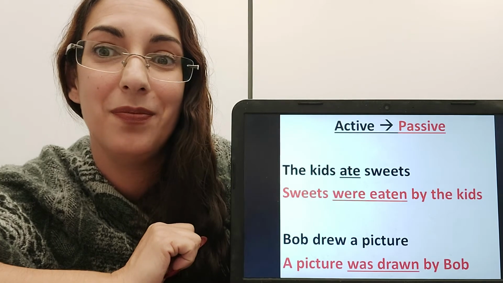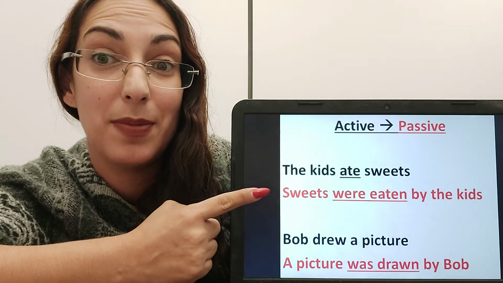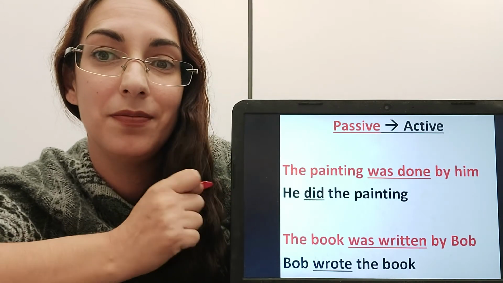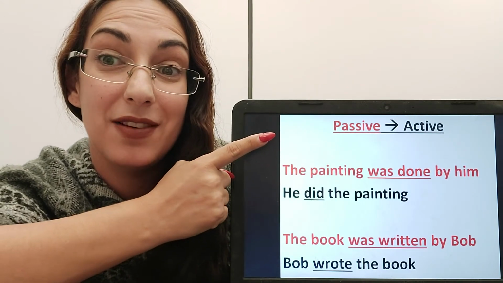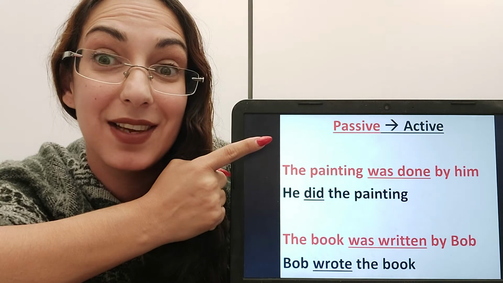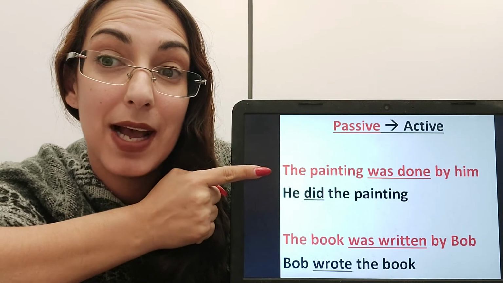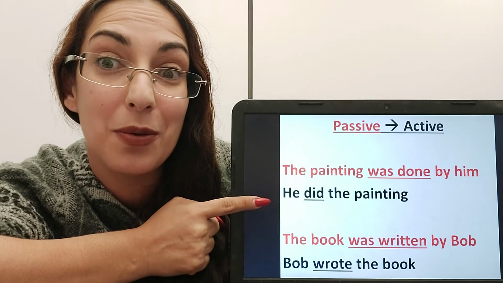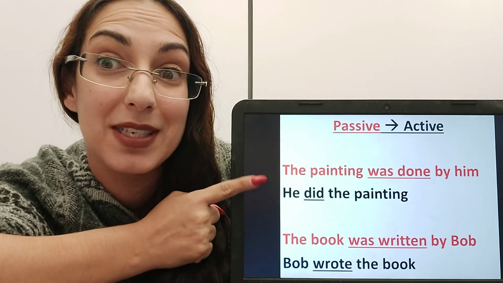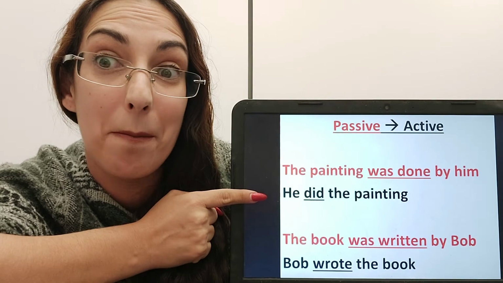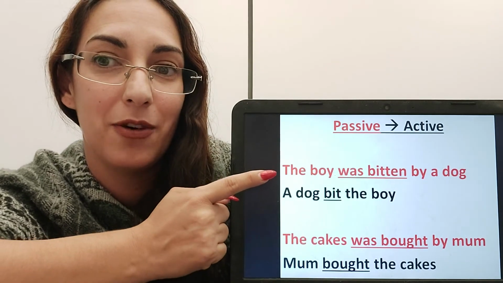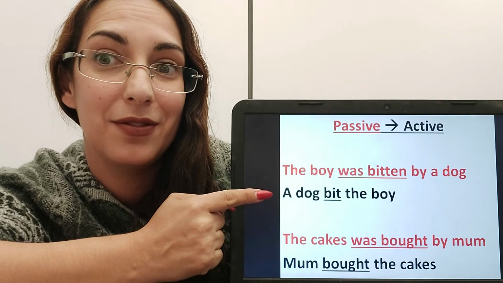Here's the next one. Black one is active, red one is passive. Here's the next one. Now I'm changing from passive and I'm moving back to active. So you'll note the red is the passive and the black is the active. So pause the video and see how I've transformed myself back to active from passive. Let's have a look at some more. From passive to active.